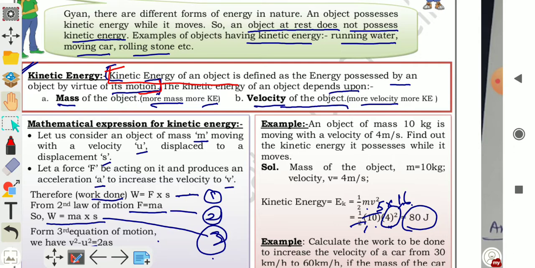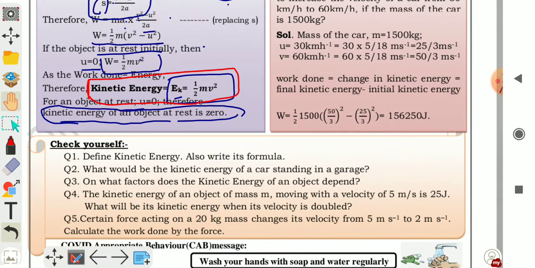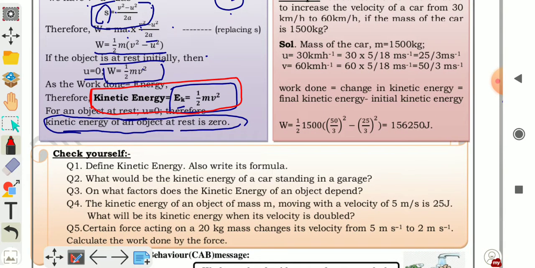Question number 2 is, what would be the kinetic energy of a car standing in a garage? If the car is standing, the object is at rest and u will be equal to 0. So kinetic energy of an object at rest is 0. So the answer of question number 2: the kinetic energy of a car standing in a garage will be 0, because kinetic energy of an object at rest is 0.